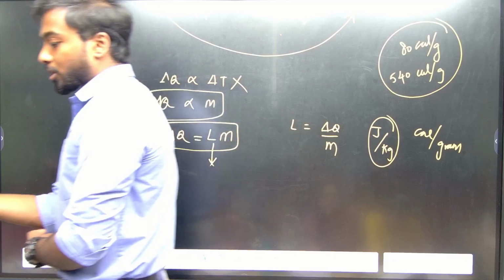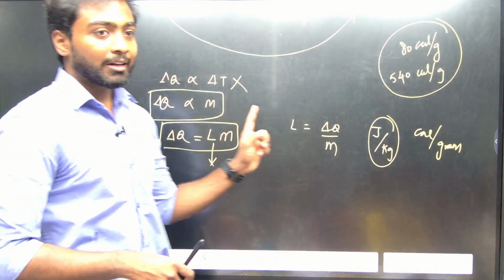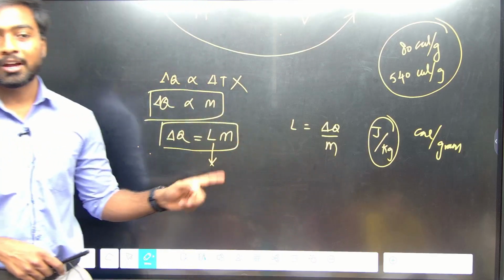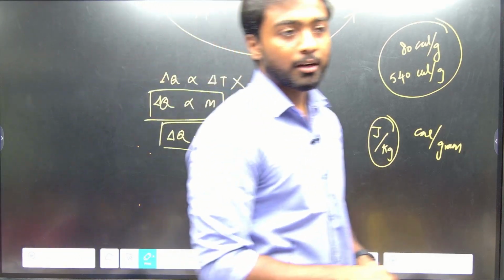So latent heat of fusion of water is 80 calories per gram. Latent heat of vaporization of water is 540 calories per gram. Sometimes they won't give this data.